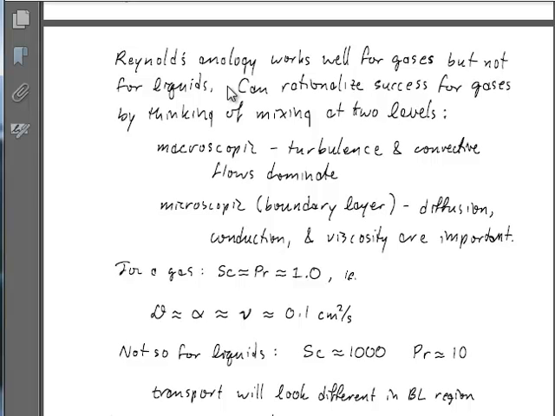Yes. So the idea is that we can think about this mixing as taking place at two different levels in the fluid. We have a macroscopic type of mixing, which is accounting for turbulence and convective flows out in the bulk of the fluid, and we also have microscopic mixing, which is diffusion, conduction, and depends on the viscosity that you have in the boundary layer, right?